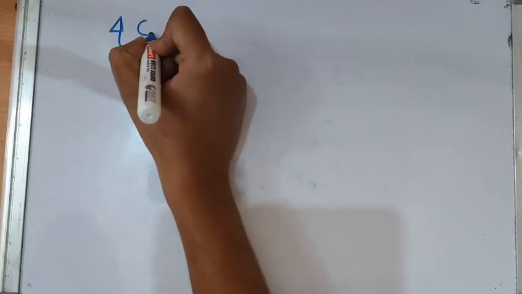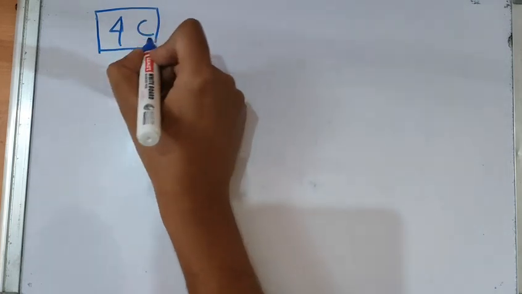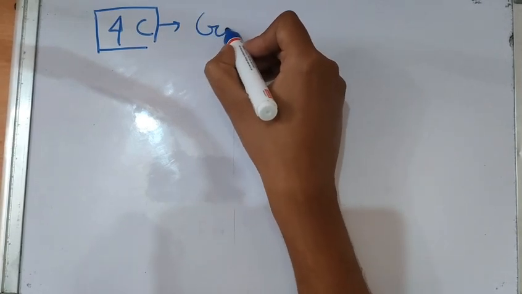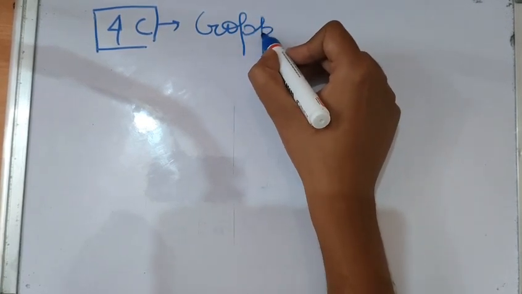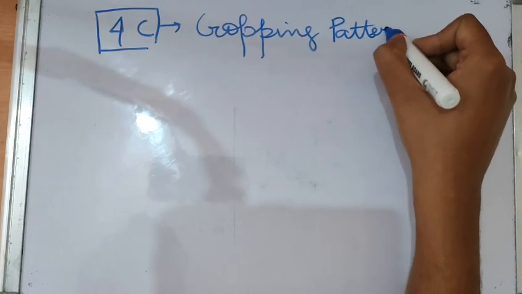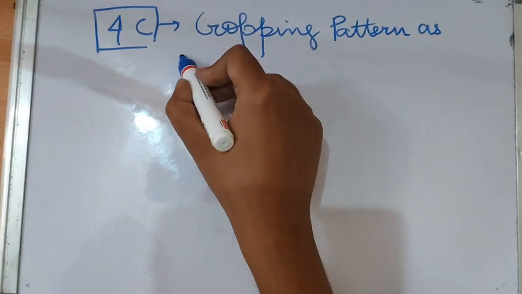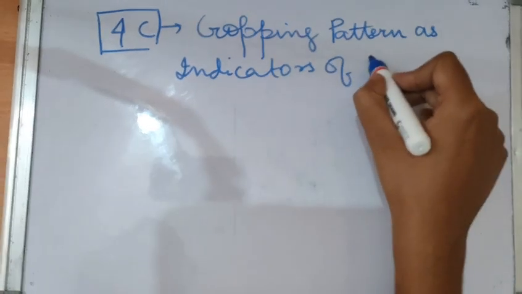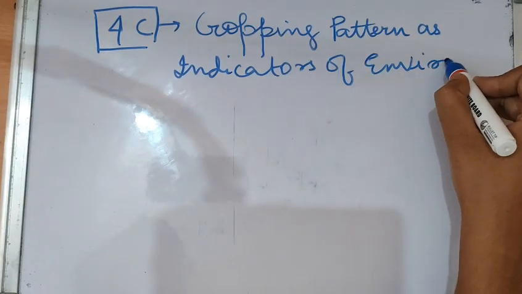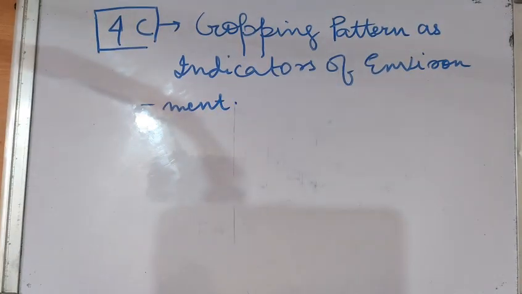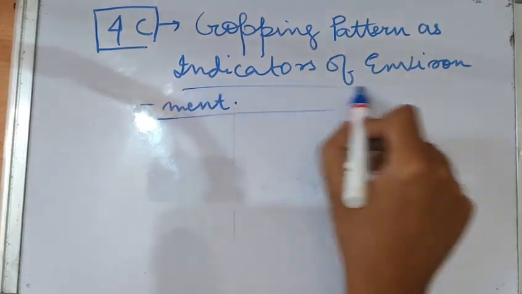So today we are going to lecture 4C, the third part of the fourth lecture, that is cropping pattern as indicators of environment. So this is the topic for today.